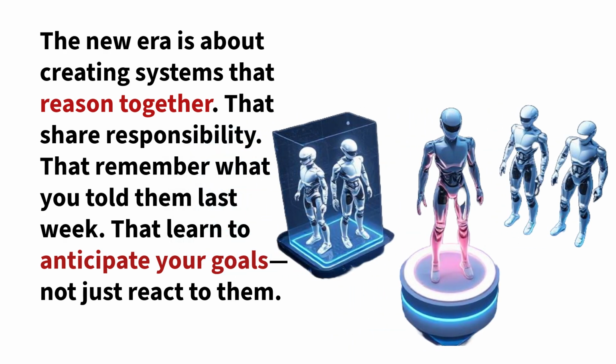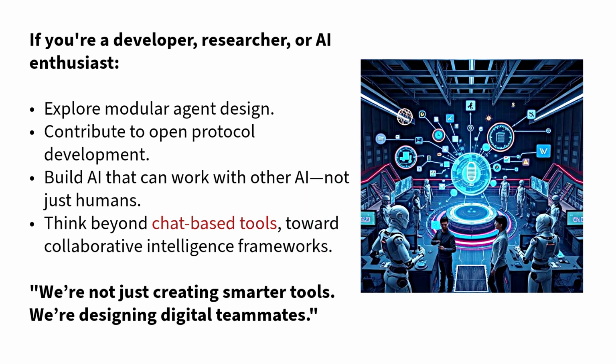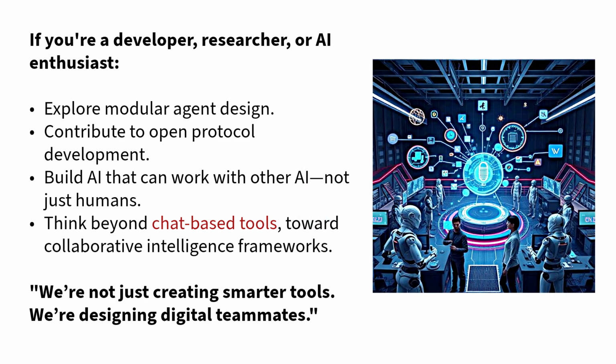Now that we have walked through the mechanics of how an agentic web works: discovery, collaboration, memory, coordination, let's talk about what comes next and where you fit in. This new era of AI is not just about models getting smarter, it's about creating systems that reason together, that share responsibility, that remember what you told them last week, that learn to anticipate your goals, not just react to them. If you are a developer, researcher, or AI enthusiast, this is the moment to explore modular agent design.